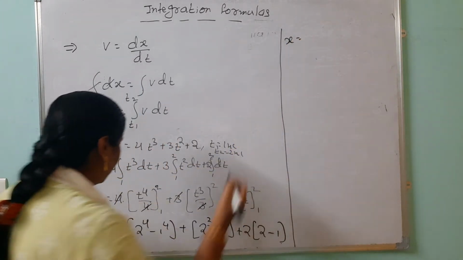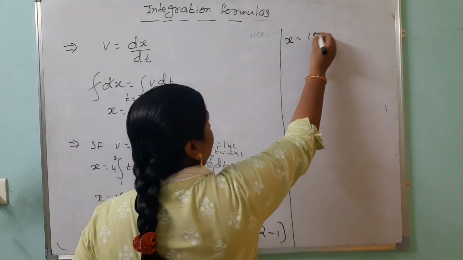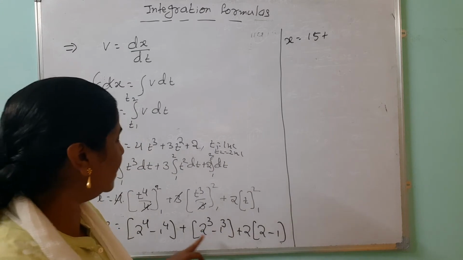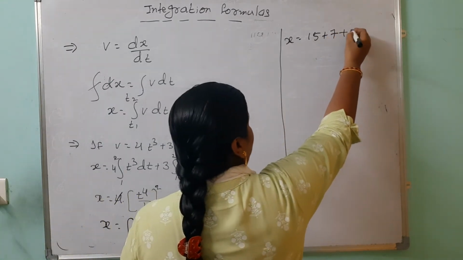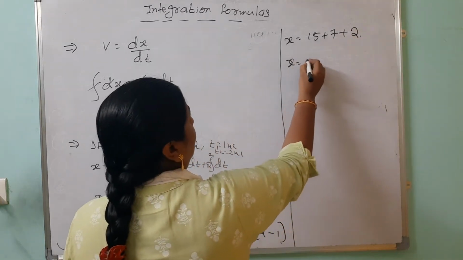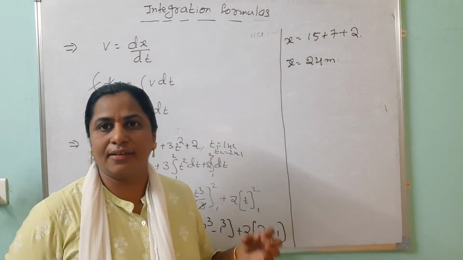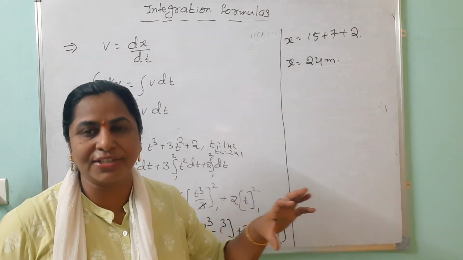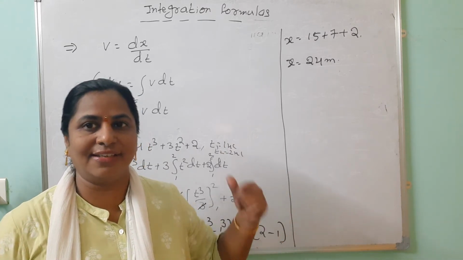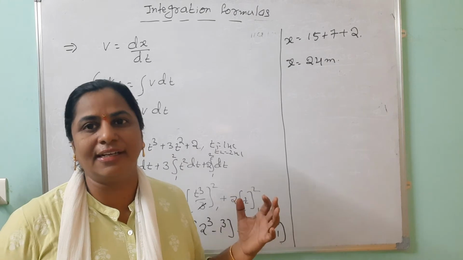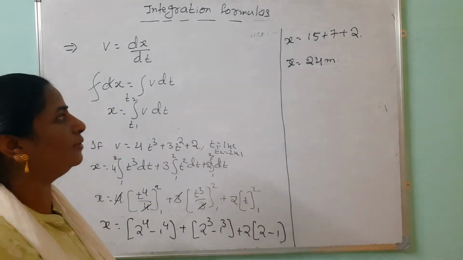x equals how much? 16 minus 1 is 15, plus 8 minus 1 is 7, and plus 2. So x equals how much? 24 meters. See, the rate of change of displacement, the derivative of displacement, gives the velocity, then the integration of velocity gives the displacement. For doing the integration, we must know the basic formulas, then only will you be able to do this.